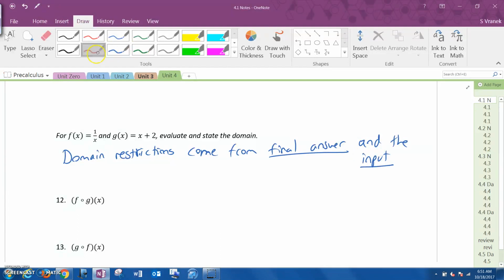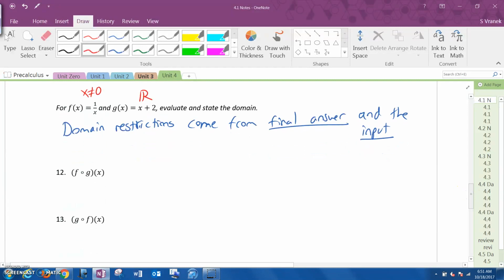So what I do before I even start is I figure out what my domain restrictions are for the 2 pieces. So for this one, f of x is 1 over x. X cannot be 0 for that. G of x is x plus 2. That's no big deal. That's just a line, so that's all real numbers. Alright, so now we're going to do composites.